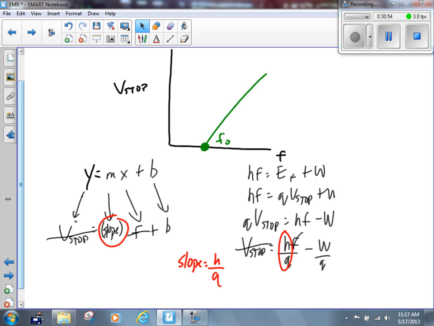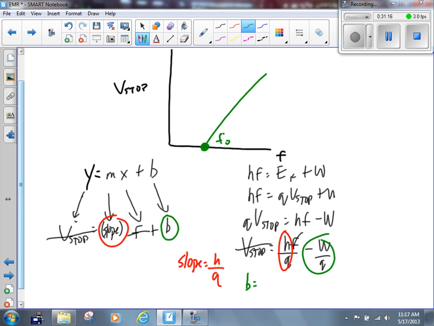You don't see that graph all that often, right? The slope of this particular graph is h over q, but if you do, it's easy to analyze here. What's left over here? B now. What's b equal to? B on the last graph we did was equal to the negative of the work function. Now it's equal to negative work function over q. So if you want to find the work function here, you've got to take the y-intercept and multiply it by the charge.